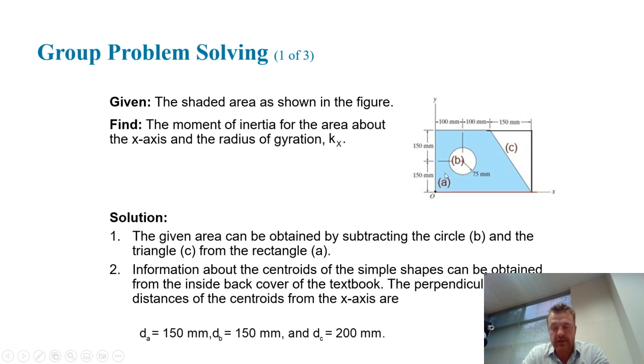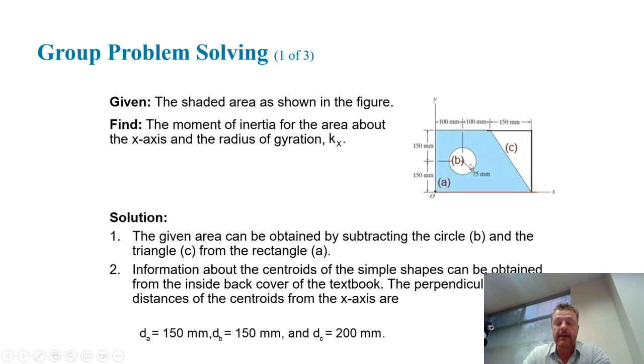But in each case, we also need to know what the centroid of each shape is, because we need to know the perpendicular distances from our axes of interest. So here we're trying to find the moment of inertia about the x-axis. So say, for example, a circle. There's two lines of symmetry there, so its centroid is going to be right in the middle. Notice that if I draw a horizontal line through the centroid of the circle, it's 150 millimeters above the actual x-axis. So that's how they're getting this dA equals 150 millimeters.